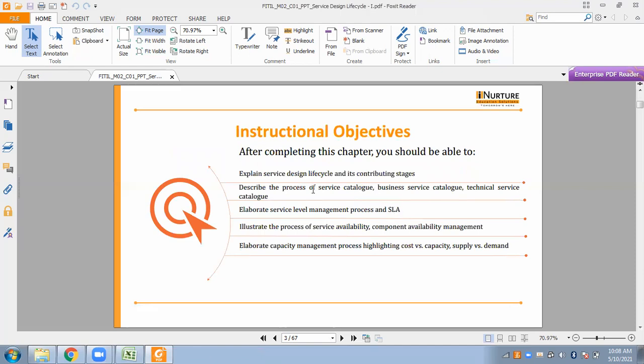So what are the basic objectives? It will explain the service design life cycle and its contribution stages, and describe the process of service catalog, business service catalog, and technical service catalog. Then it will elaborate the service level agreement and management process. It illustrates the process of service availability and component availability management, and finally elaborates the capacity management process, highlighting cost versus capacity and supply versus demand. So let's start.